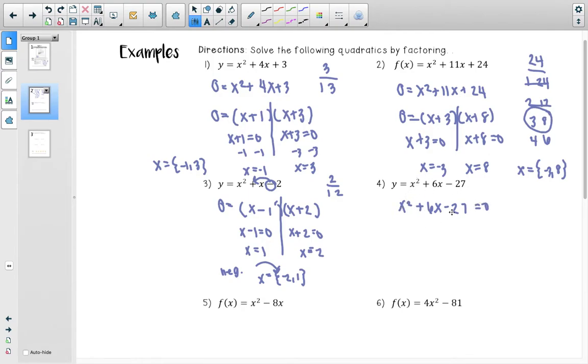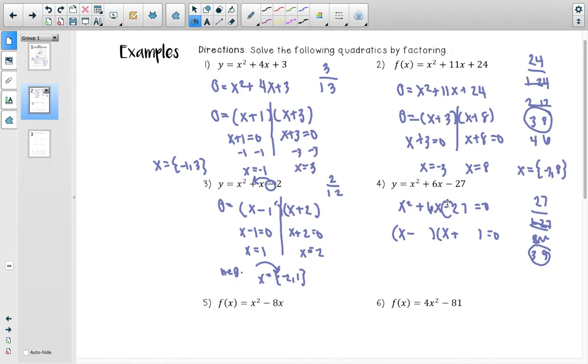X squared is positive. The constant's on the same side as the x's. We're all good to go. We're just going to find the factors. Now, if you notice, I'm writing a negative and a positive. Okay, and that reason is because this is a negative number, so you need a negative and a positive to multiply to a negative number. So factors of 27 are 1 and 27, 3 and 9, and that's it. Only two numbers that will get you 6, so 1 and 27 is out.